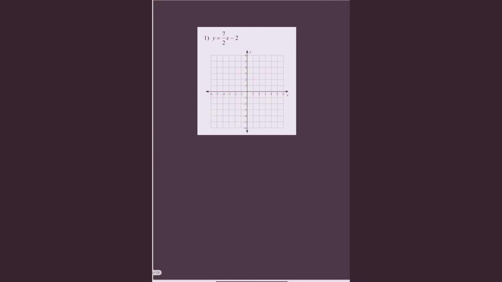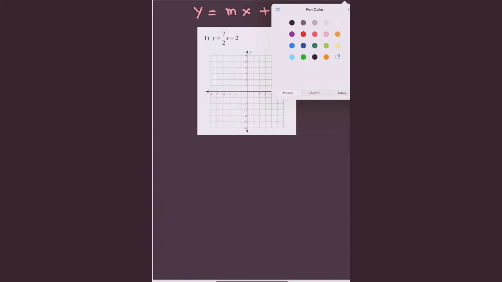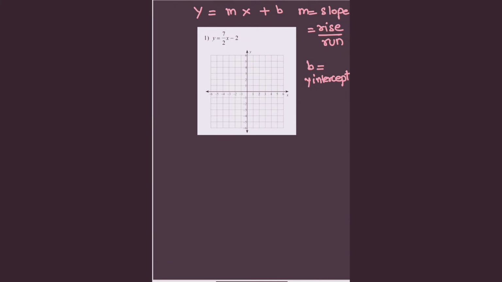In this series of Algebra 101 Basics, in this video we will discuss the slope-intercept form of a linear equation. It is written as y equals mx plus b, where m is the slope, which is also written as rise over run, vertical change over horizontal change, and b is your y-intercept. The y-intercept also gives you the starting point on your graph.